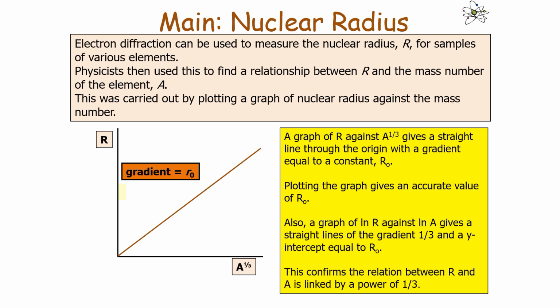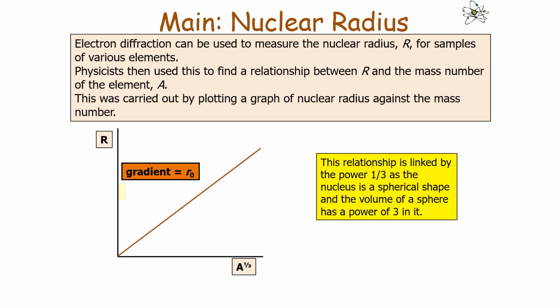Also, it's interesting to note that a graph of log R against log A gives a straight line with a gradient of a third and a y-intercept equal to R0, which confirms the relation between A and R is linked by a power of a third. Now this relationship is linked by a power of a third as the nucleus is a spherical shape and the volume of a sphere has a power of 3 in it.